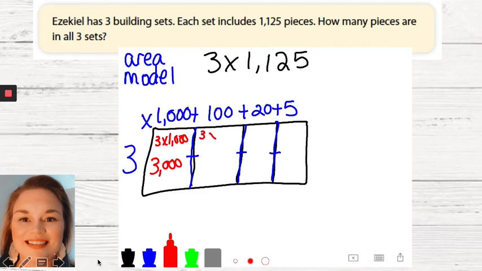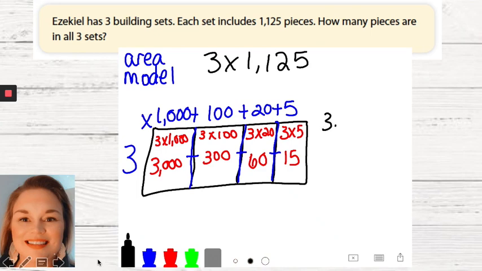Next we'll say 3 times 100 is 300. Then we'll say 3 times 20 is 60. And 3 times 5 is 15. These are the partial products, and now you will add them up. And I tell my students to line them up based on place value, starting with greatest to least.